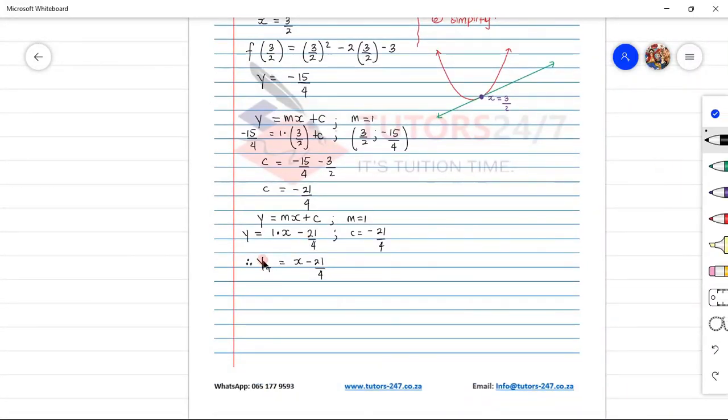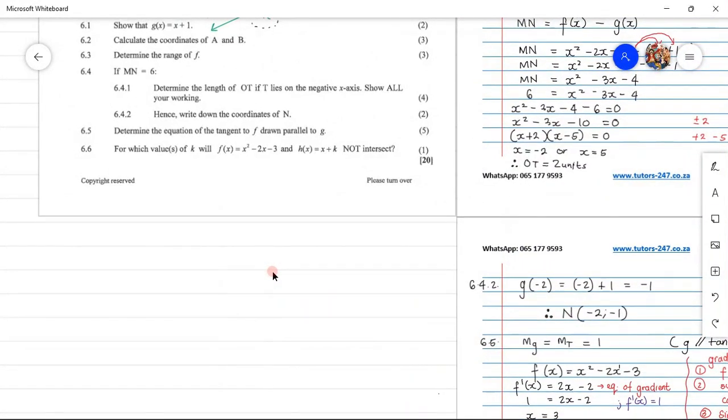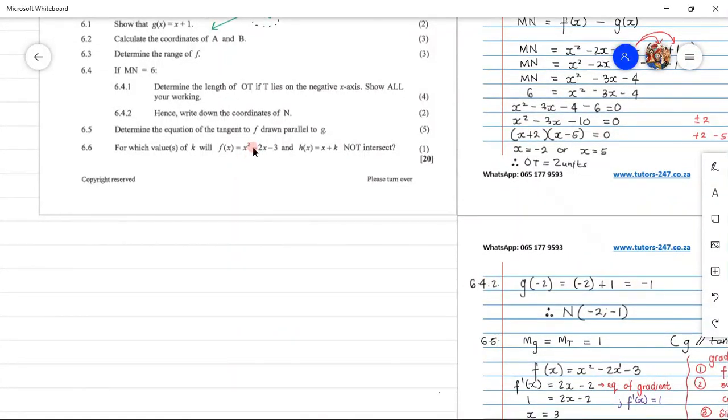Let us now go and solve question 6.6. So question 6.6 states, for which values of k will f of x equals x squared minus 2x minus 3 and h of x equals x plus k not intersect? So something important to take note of is that the gradient of this line h is 1, which means that this line h is parallel to our tangent.